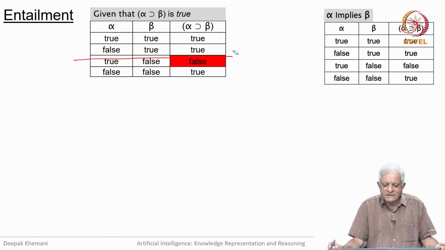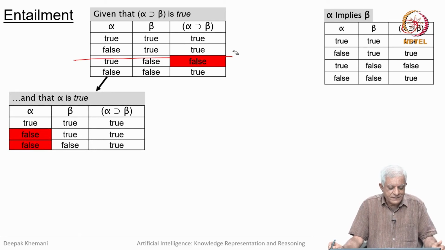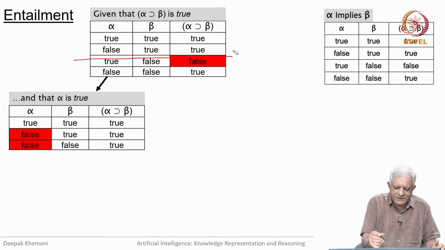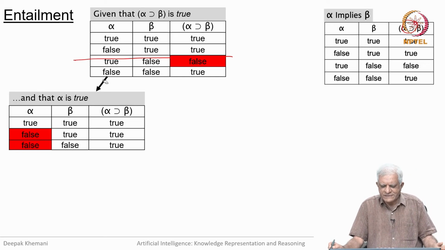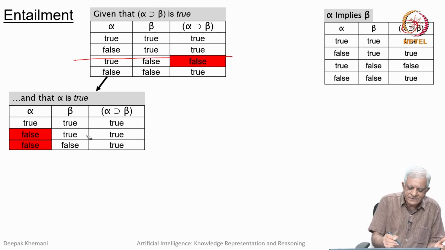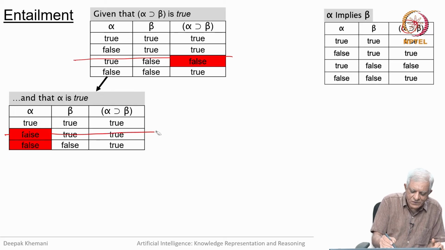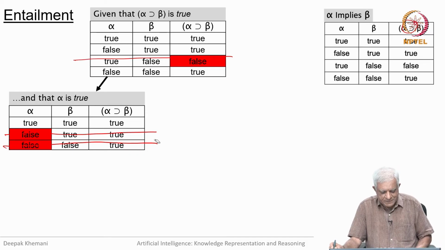So, those are the only other 3 rows in which it is true. We get this truth table, in which the third row from the first table has been deleted and we are left with only 3 rows. Now, somebody tells us that alpha is also true, which means it cannot be false, which means the last 2 rows are not required. So, we can delete this row and this row, and we are left with only 1 row.